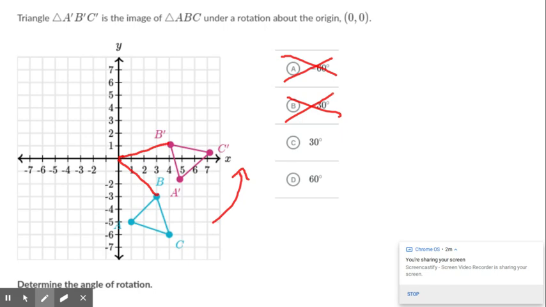And now it's just up to me to determine, is that a 30-degree angle or is that a 60-degree angle? Well, I hope you would agree that I think it's closest to a 60-degree angle, so I would say choice D is my correct answer.